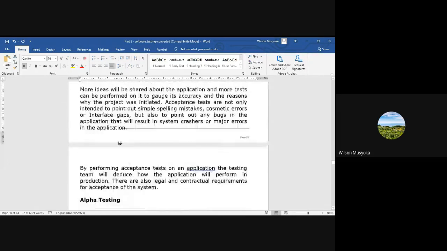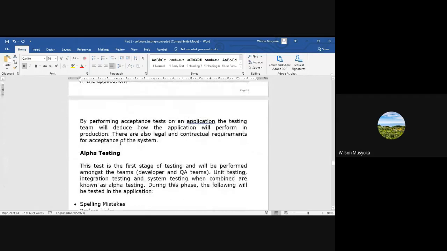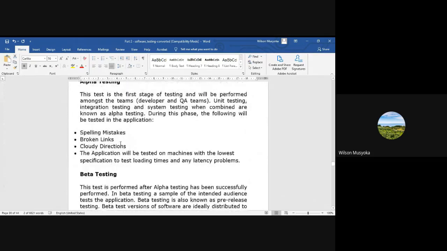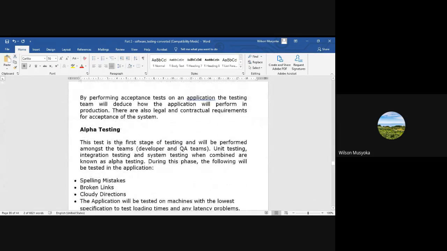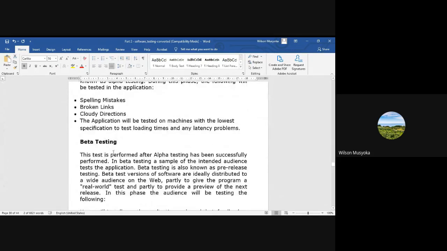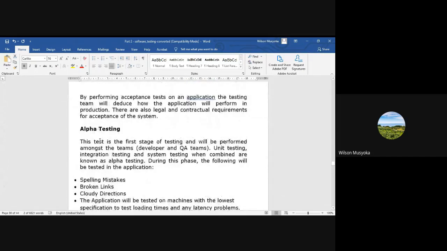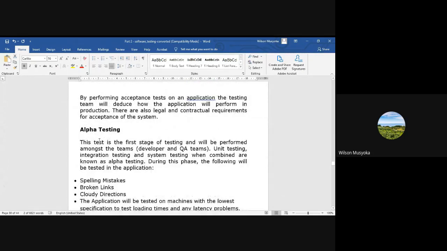Then, when we are doing this testing, it is divided into 2 areas. The acceptance testing is divided into alpha testing and beta testing. So when we are talking about alpha testing, it is the first stage, which is being done between the developer and the quality assurance team. That is alpha testing, which is being done at the developer's site.